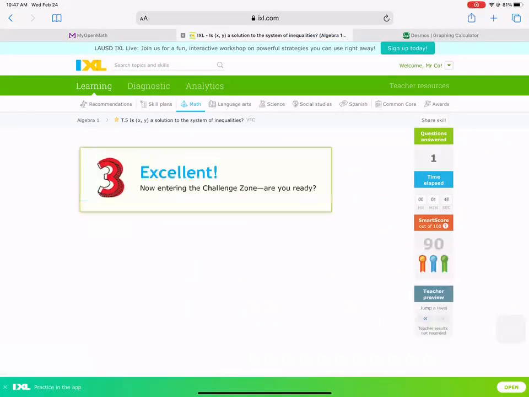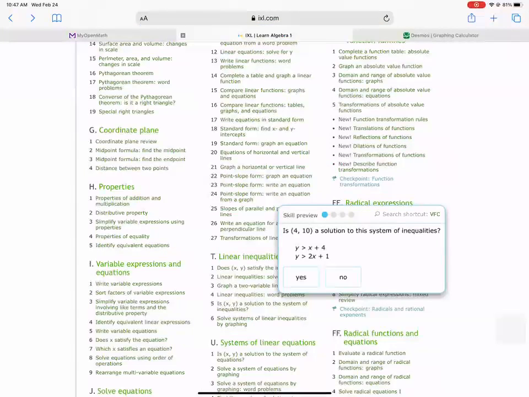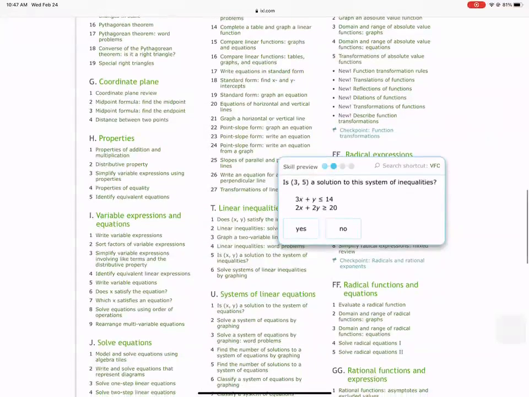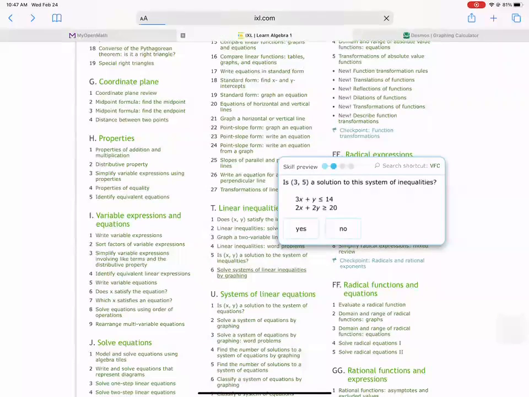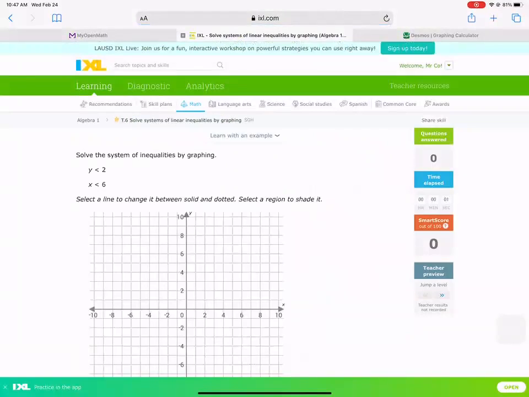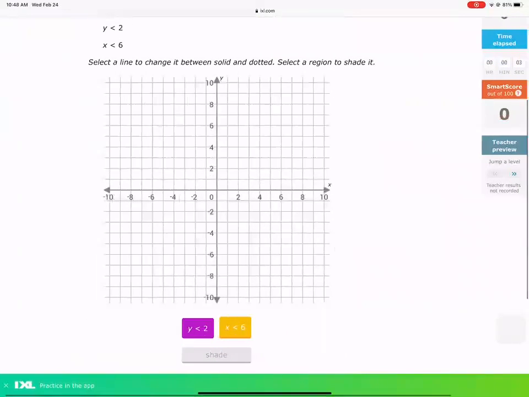Okay, so that's what you guys are going to do for the first part. The second part is you guys are going to graph the system of inequalities now, and that is T6. Now I wanted to give you guys some examples here because they're going to ask us to graph horizontal and vertical lines, and I want you guys to remember how to graph these.